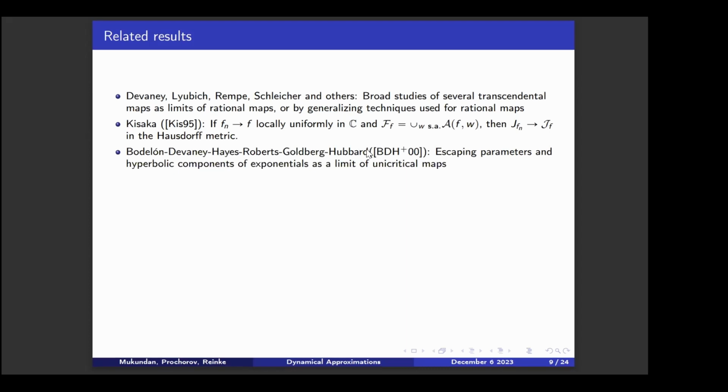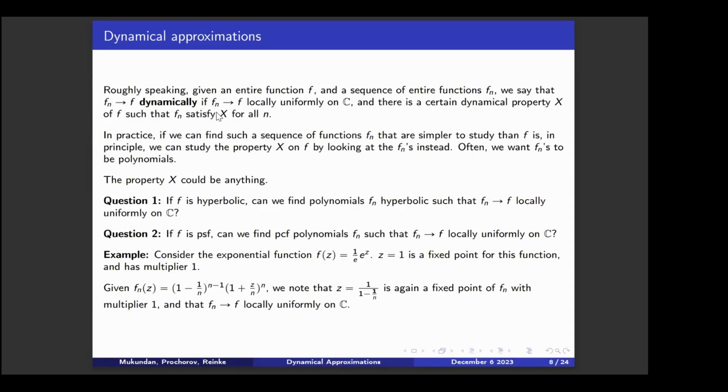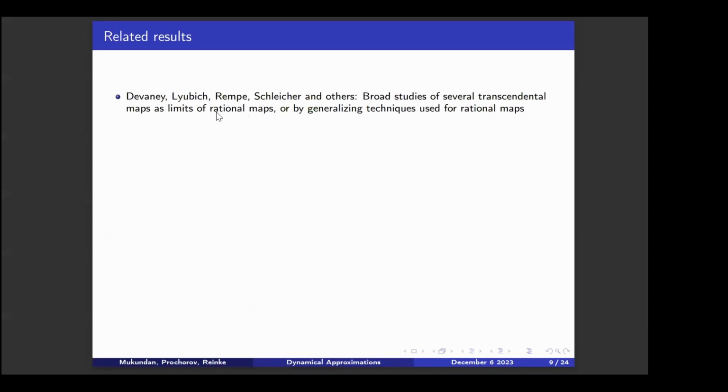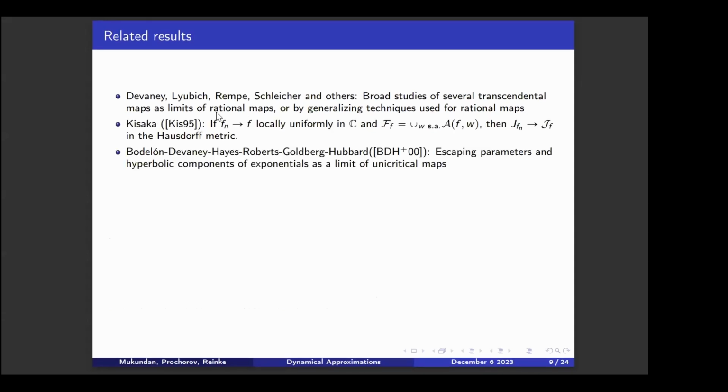There's this really nice paper from the 2000s by these 6 people, where they studied a certain subset of exponential functions, and they looked at the same family of polynomials that we've been looking at before. So something of the form lambda times 1 plus z over n to the n, and they showed convergence of some dynamical property.